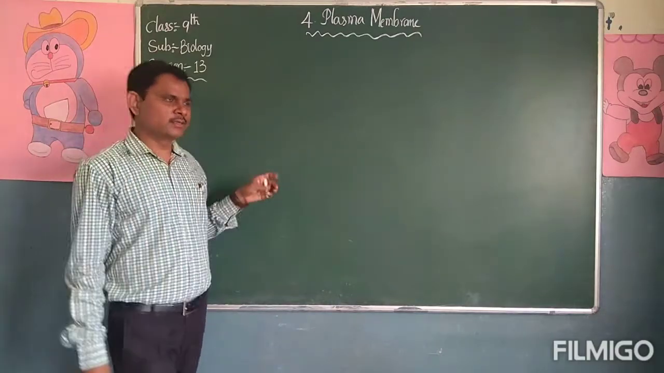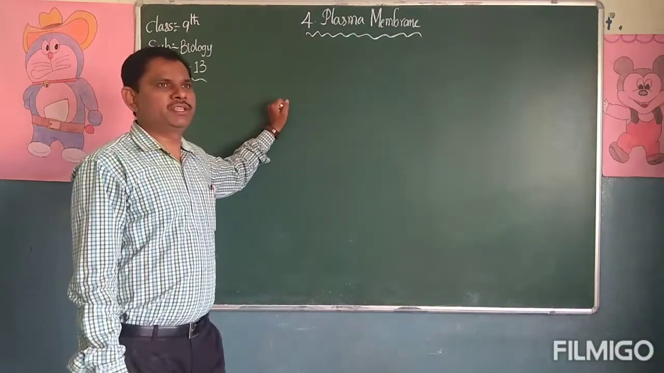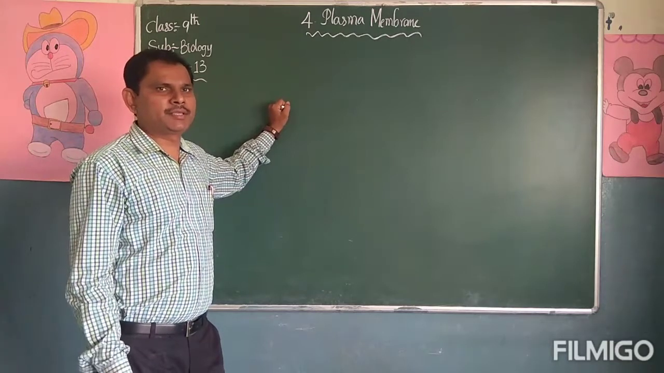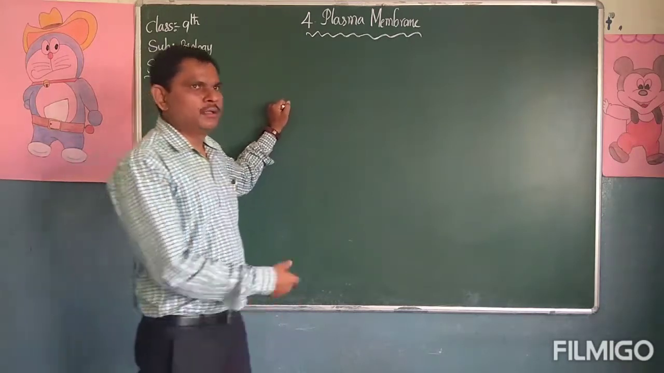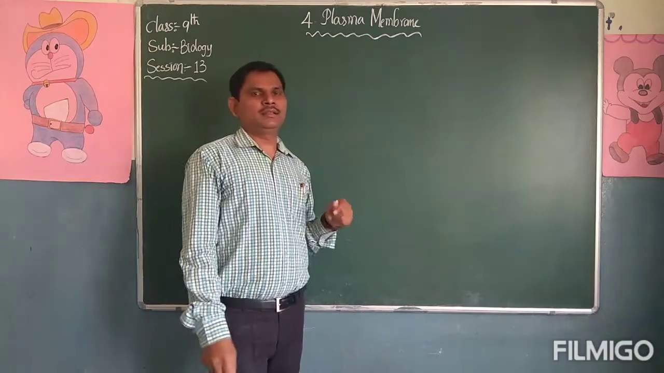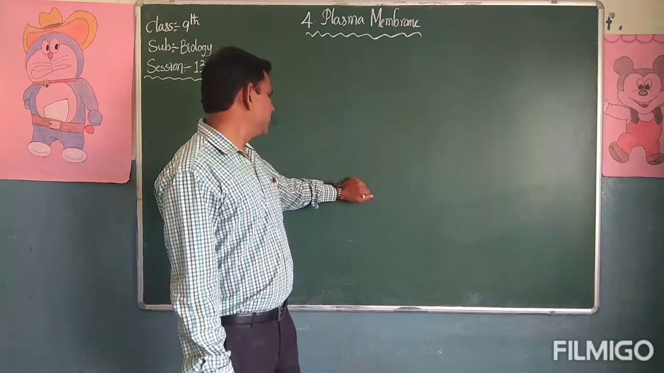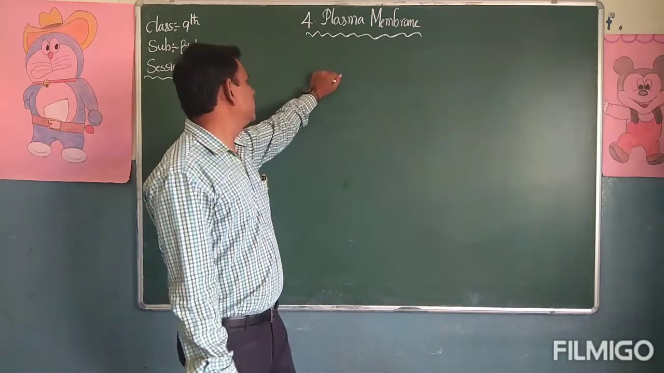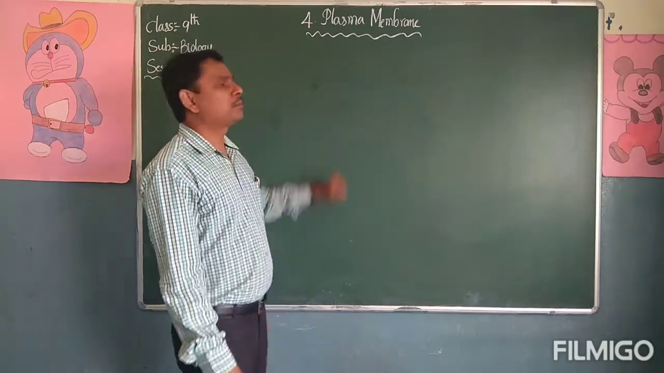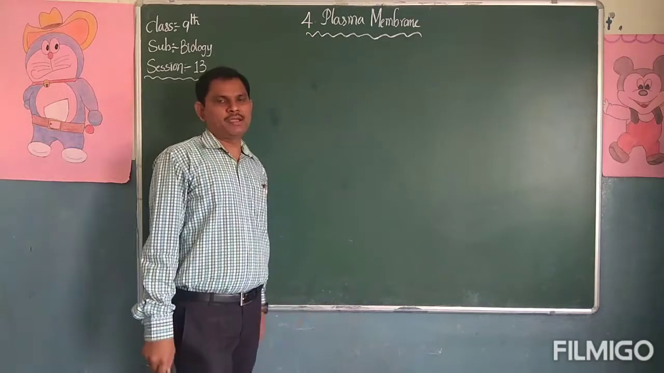In the last class we completed the first, second, and third units, that is plant cell and animal cell. And in today's class we are going to start the fourth unit, that is plasma membrane.